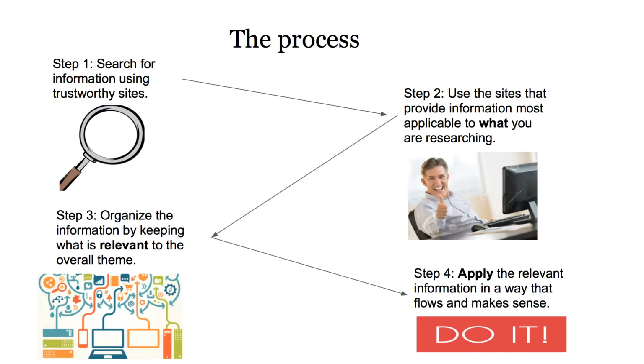The process for me is generally step number 1, search for information using trustworthy sites. Step 2, use the sites that provide the information most applicable to what you are researching in specific. Step number 3, with the sites that you've chosen, organize the information by keeping what is relevant to the overall theme. And step number 4, apply the relevant information in a way that flows and makes sense.